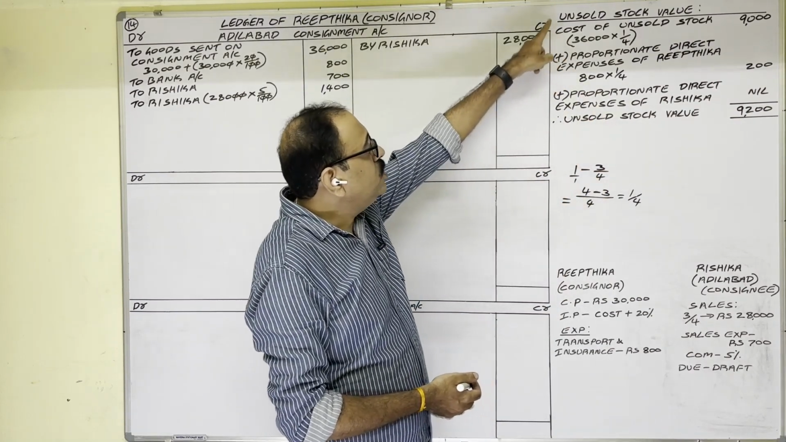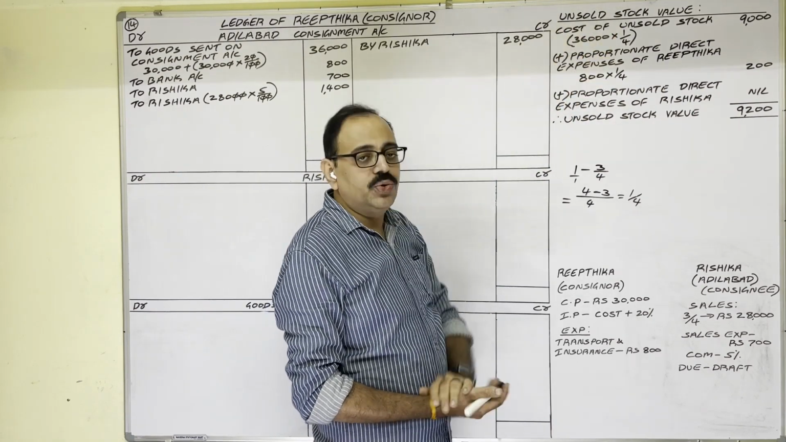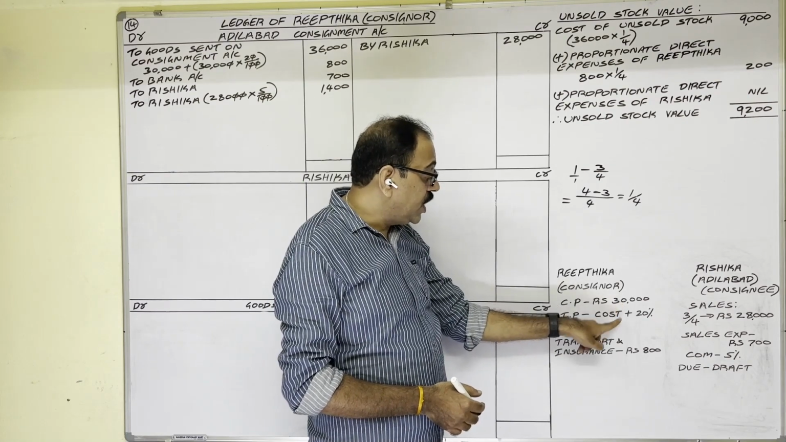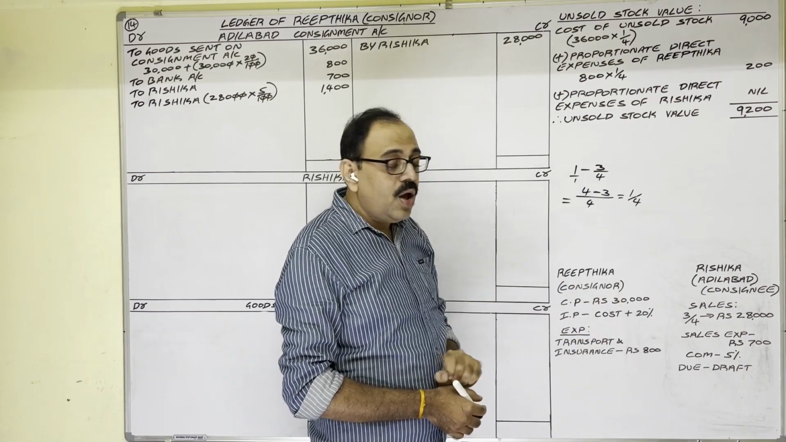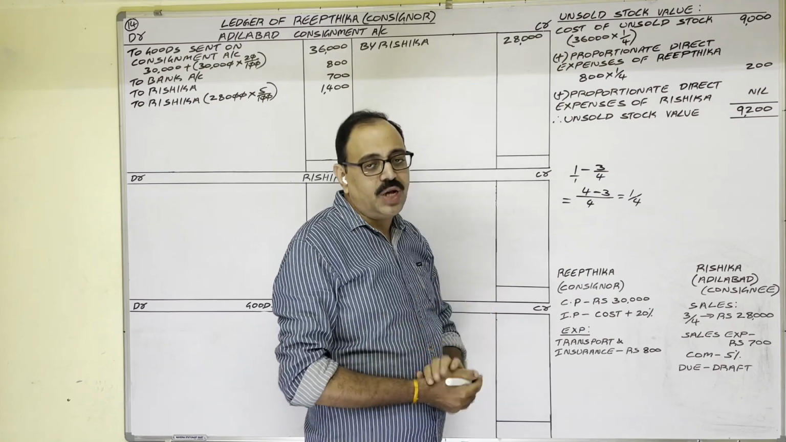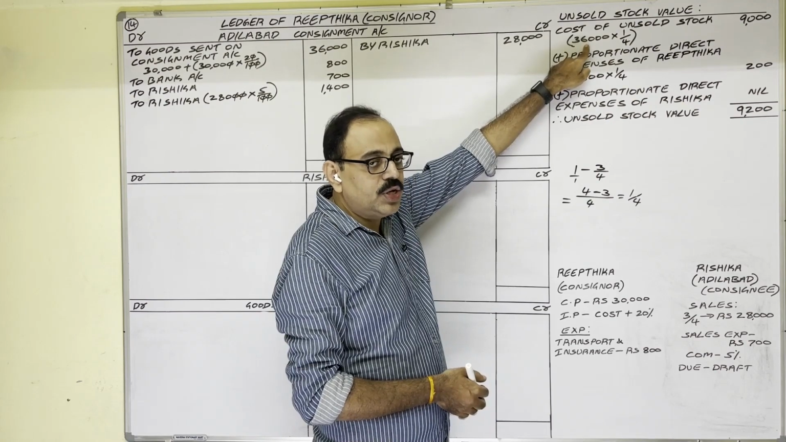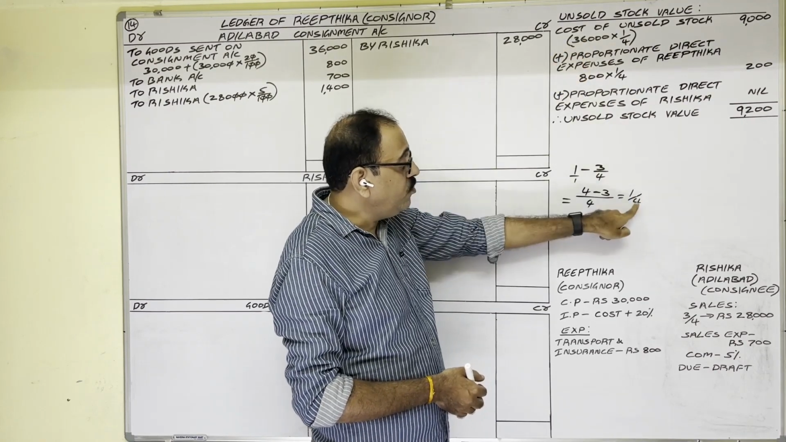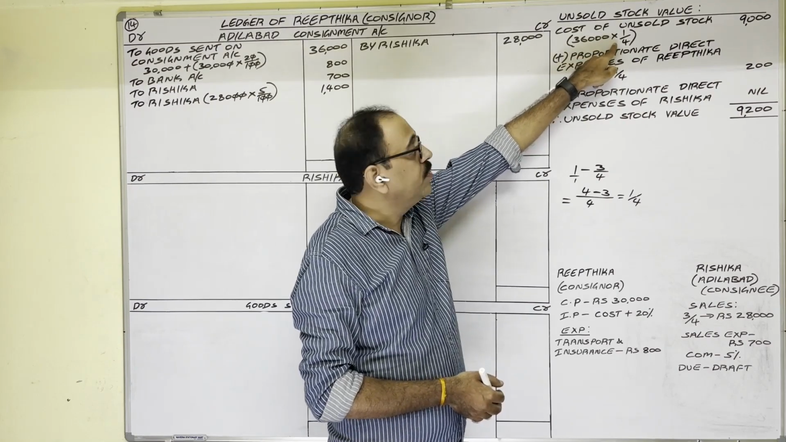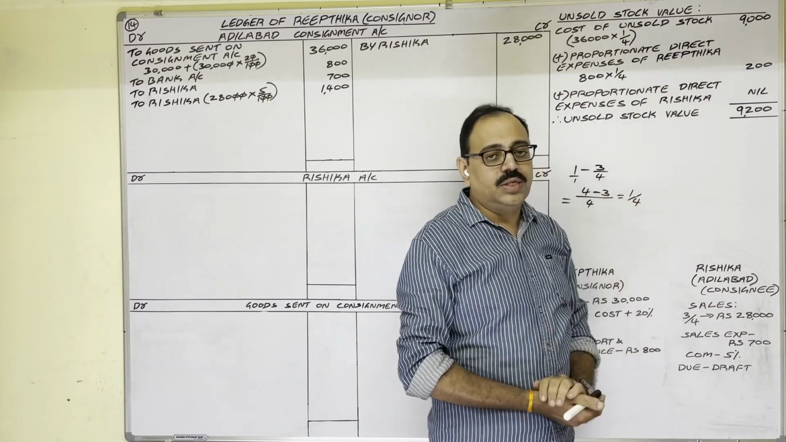See, unsold stock value. First, cost of unsold stock we should take. Here the doubt is invoice price 36,000 we should consider or cost price 30,000. So invoice price we should consider. Invoice price of total goods sent 36,000 no? In that 1/4 is unsold. So 36,000 into 1 by 4, 9,000 is unsold stock cost.